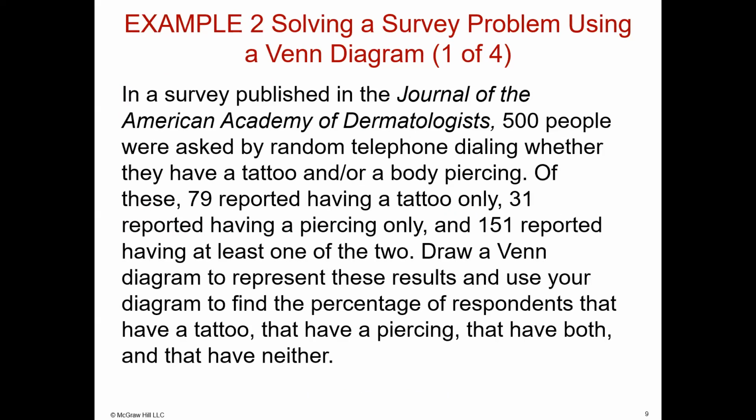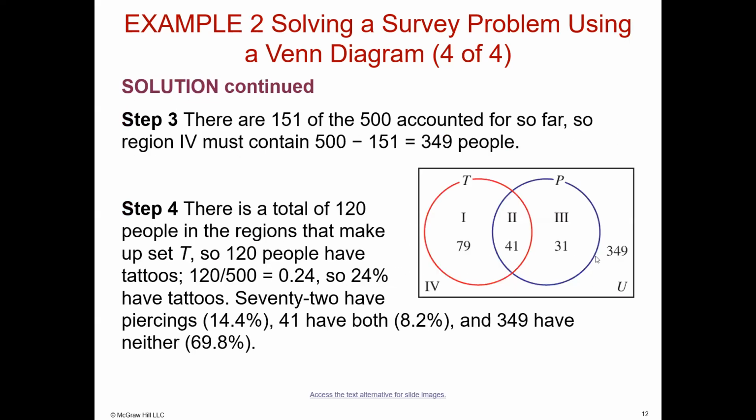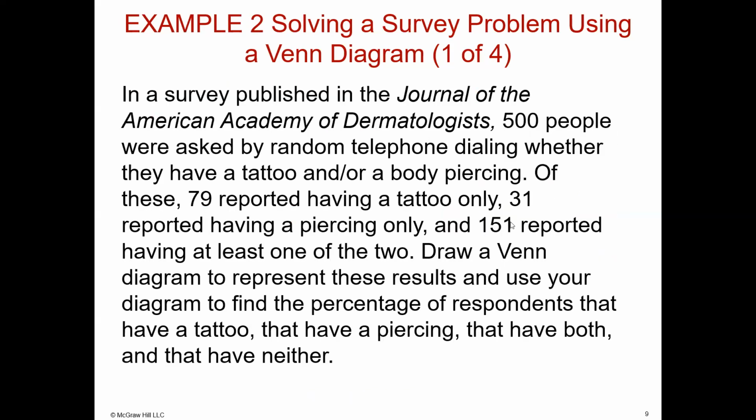Yes. All right, let's move backwards to the word problem. Now it says 31 reported having a piercing only. So in what region would 31 go? Having only a piercing. Region 3, exactly. So we're beginning to fill out our Venn diagram here. Good. So 31 goes in region 3.